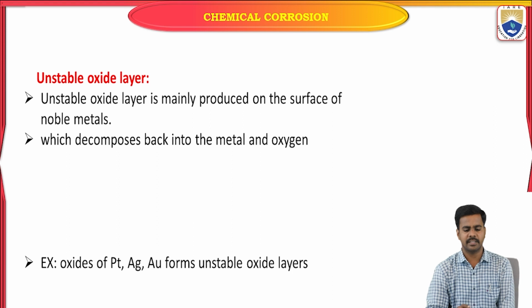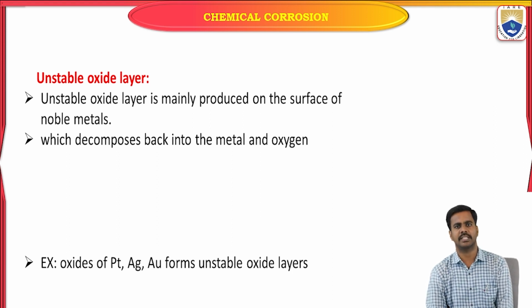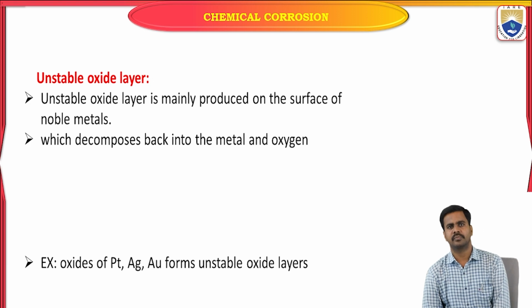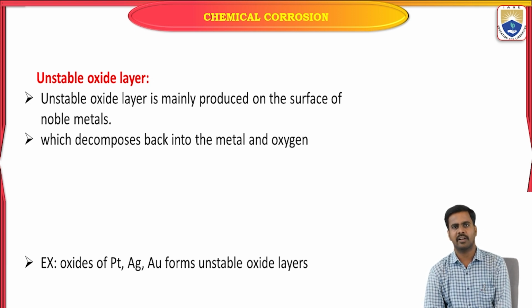Next one is unstable oxide layers. An unstable oxide layer is mainly produced on the surface of noble metals like platinum, silver and gold. This type of metal oxide layer is very unstable and immediately decomposes back into metal and oxides. So especially gold, platinum and silver form an unstable metal oxide layer on the surface of the metal.